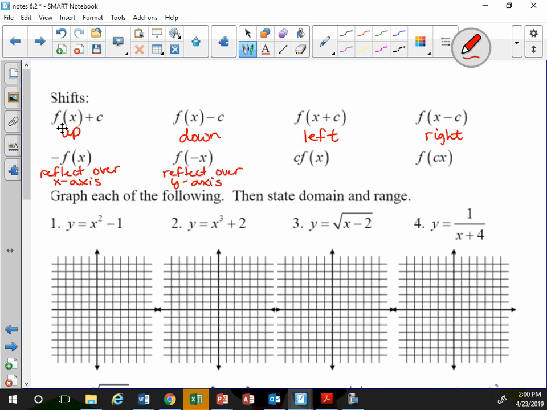Is it a vertical or a horizontal stretch or compression? Vertical. When it's outside, it's going to be vertical. When it's in with the X, that's when it does something horizontal. So out in front, I don't know the value of C, so I don't know if it's a stretch or compression. So I'm just going to say vertical stretch or compression. And then inside with the X would be a horizontal stretch or compression.